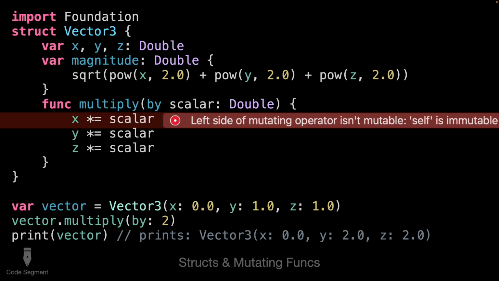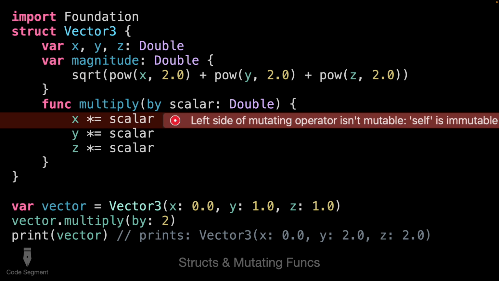So basically, self is immutable. It doesn't want to change. It wants to stay the same. You get this compiler error. You really want your struct to be mutating. You really want to be able to multiply it. You want to be able to change its values as you go, right?